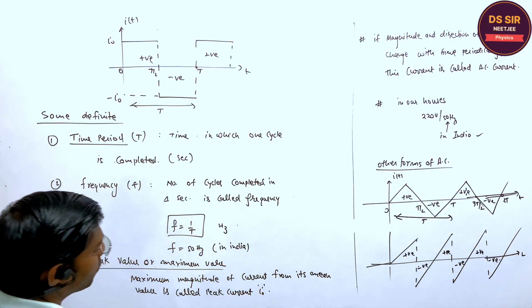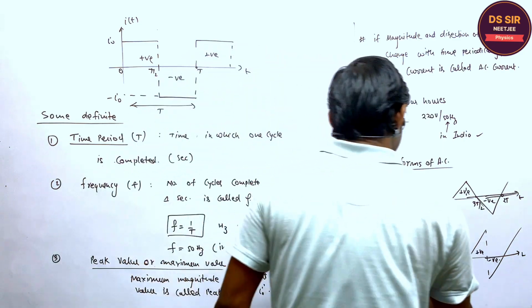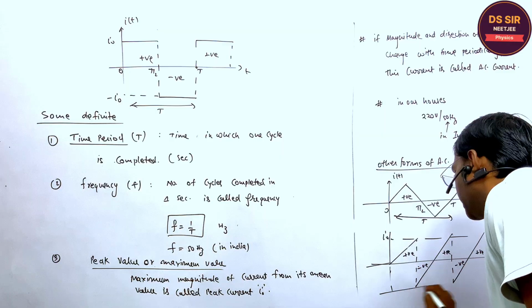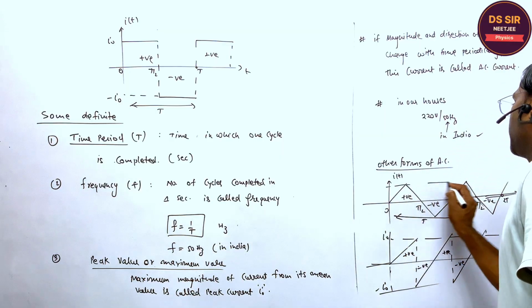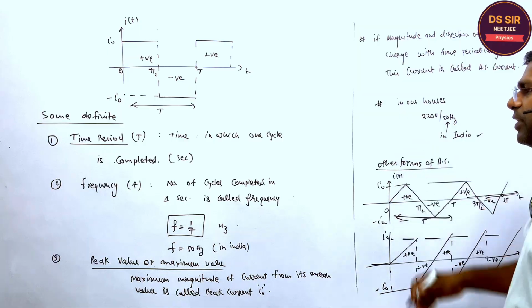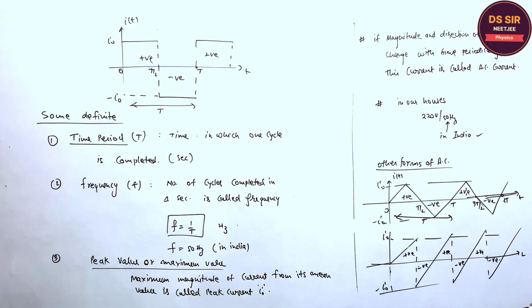It is generally represented by I naught. So what is the peak current in this case? For example, this is the peak current, the maximum value from the mean value. This is the peak current. From the mean value, the maximum magnitude I am talking about, that is called the peak current.